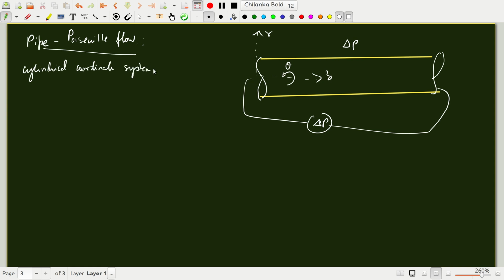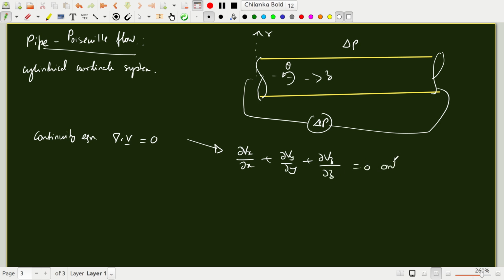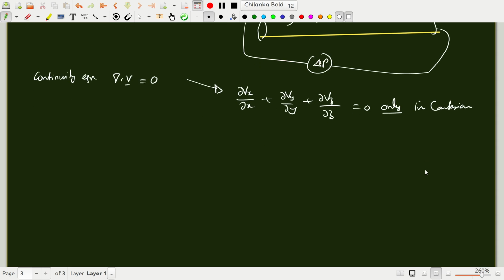Now we have the continuity equation, del dot V is 0. Note that del dot V equal to 0 is partial Vx by partial x plus partial Vy by partial y plus partial Vz by partial z equal to 0 only in a Cartesian coordinate frame. If you take cylindrical coordinates, the same del dot V equal to 0 takes a different form: 1 over r partial r Vr by partial r, plus partial Vz by partial z.